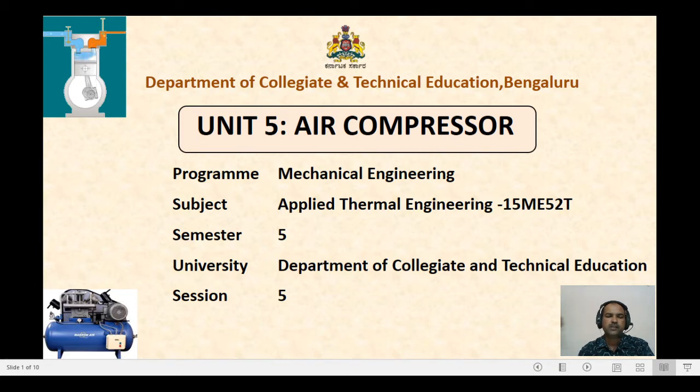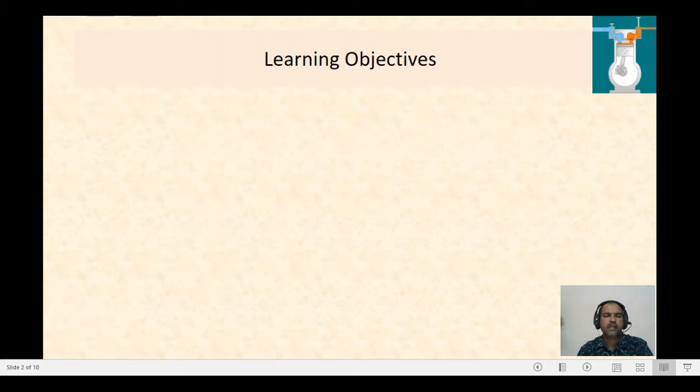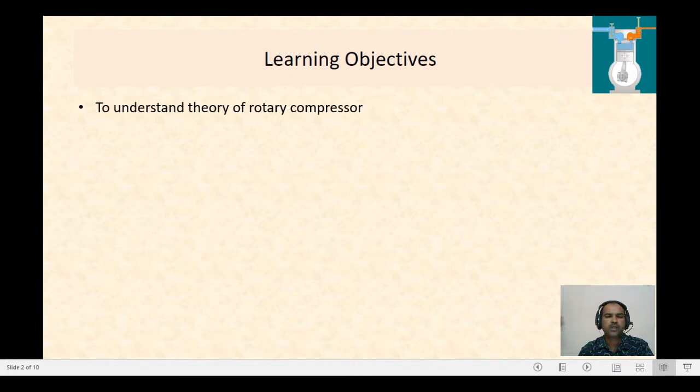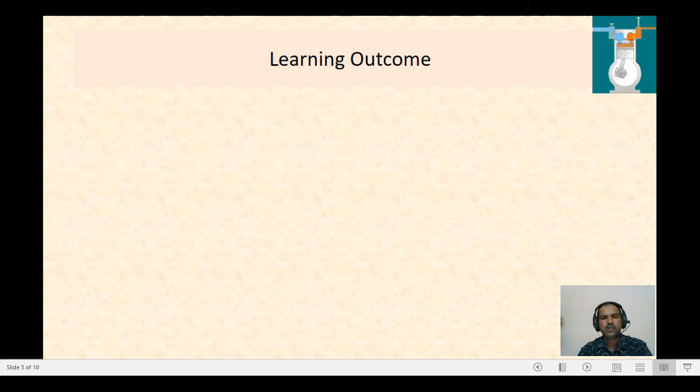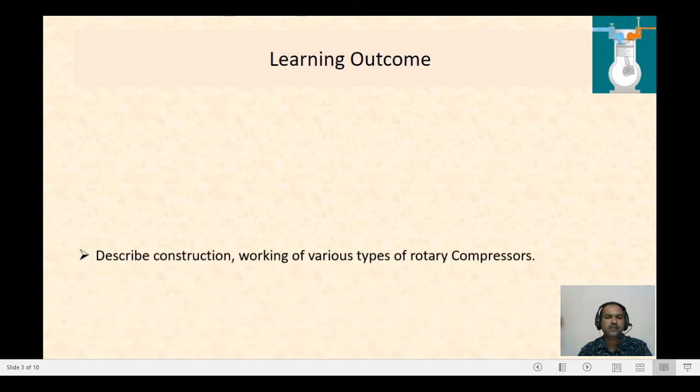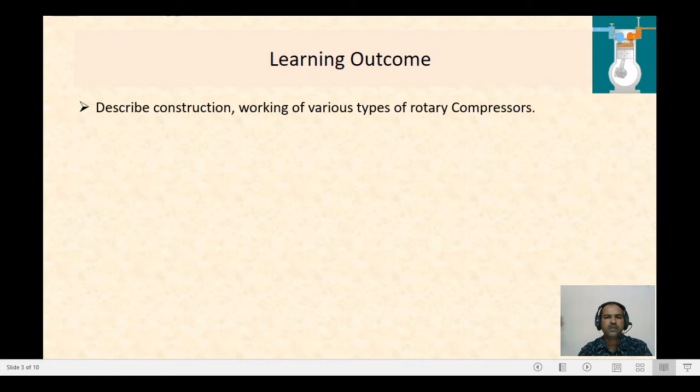So dear students, today we are going to discuss the main topic, which is called the rotary compressor. Here we are going to understand the basic concept of the rotary compressor, the different types of rotary compressor, and also discuss the construction, working principle, advantages and disadvantages of the rotary compressor. After completion of this, one can understand the basic working principle of the different types of rotary compressor and how it works.